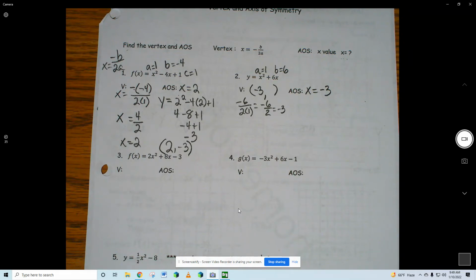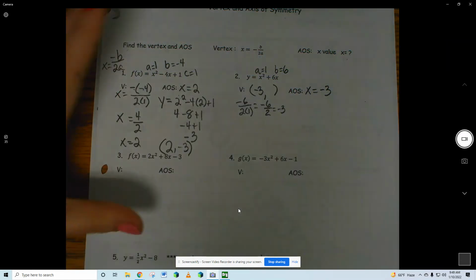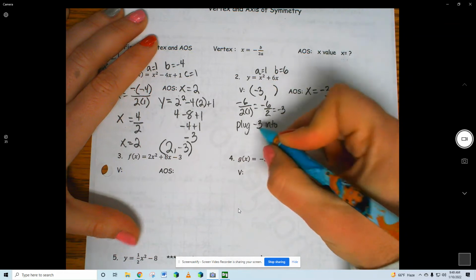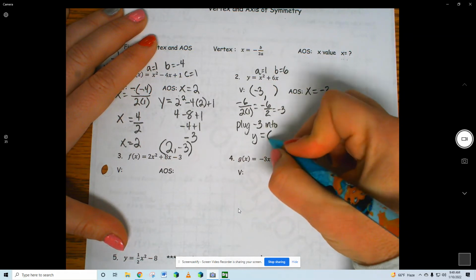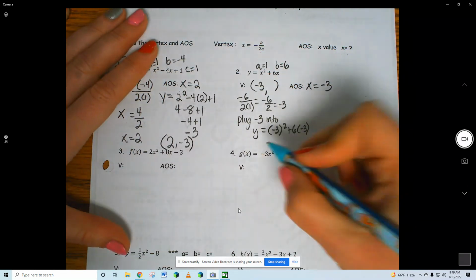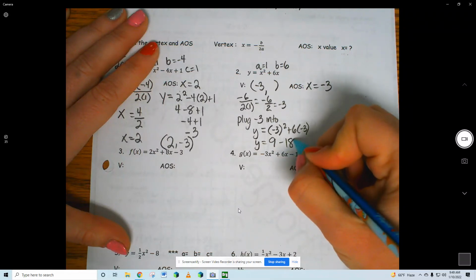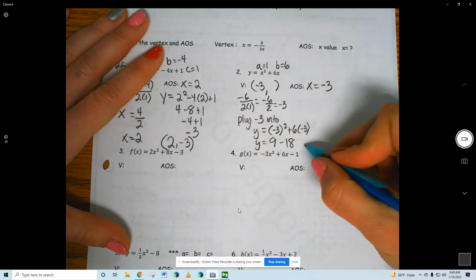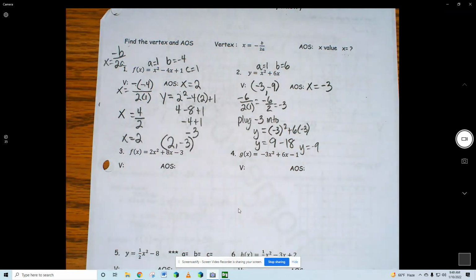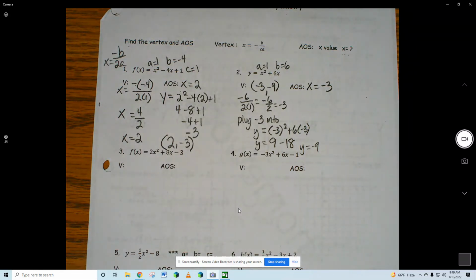To find the y value myself, I plug negative 3 into y equals negative 3 squared plus 6 times negative 3. 9 minus 18. Negative 9. And there's my vertex. Negative 3, negative 9. So I would do that for 3, 4, 5, and 6.